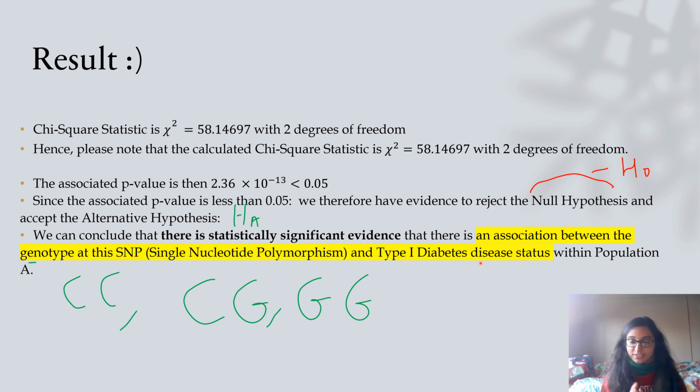I think there's an association now between this SNP and the disease status. Having this SNP is associated with you having a higher or a lower chance of type 1 diabetes. It has an association, but we need to do more tests afterwards to confirm that hunch of ours.